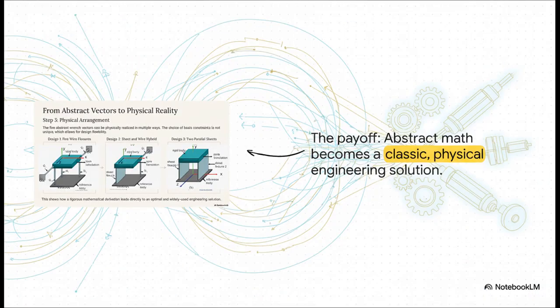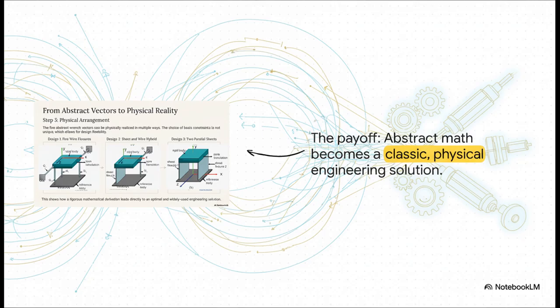And here it is, the payoff. This is where the magic really happens. Those 5 abstract mathematical vectors from the last slide, they translate directly into physical, manufacturable designs. It turns out there's more than one way to arrange them, but just look at design 3. Those two parallel sheets, that's a classic go-to engineering solution for precise linear motion. And we just derived it from first principles using nothing but pure math.